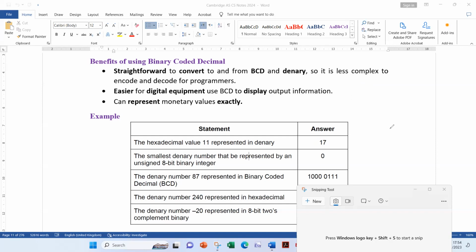So for this, you have 240. Divide by 16. You have the denary number 240 represented into hexadecimal. So 24 divide 16. I think 24 goes into 16 once. So this is 1. Let us find the remainder. 1 by 16. And then subtract.